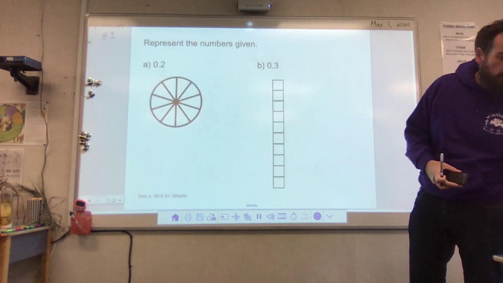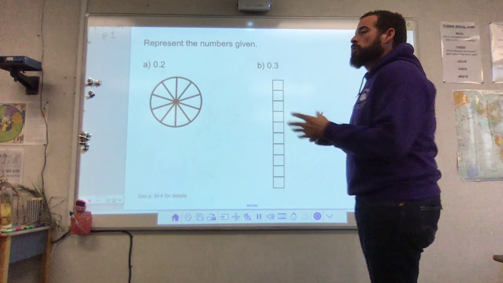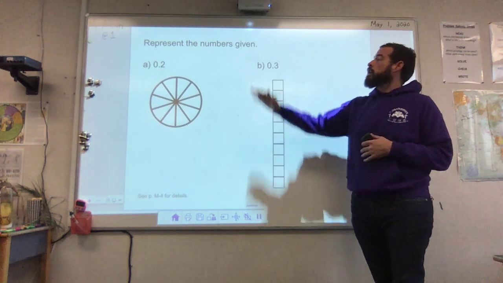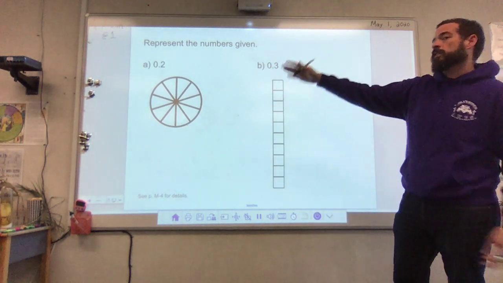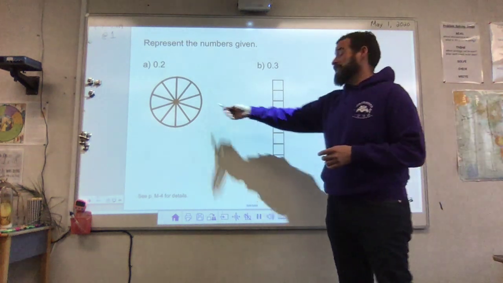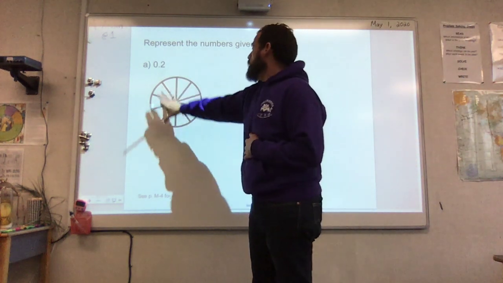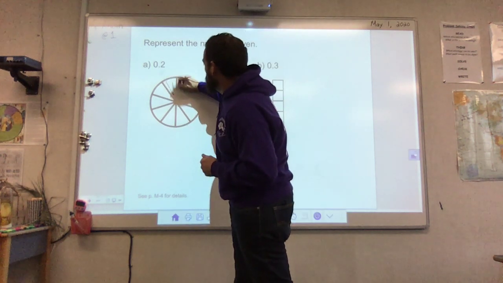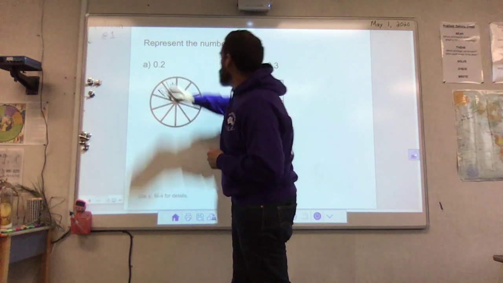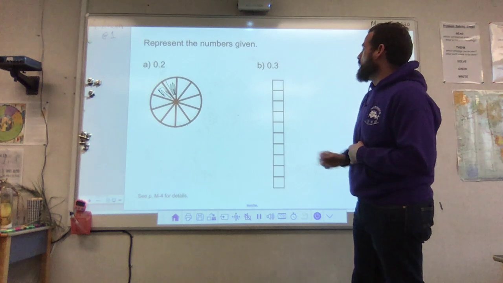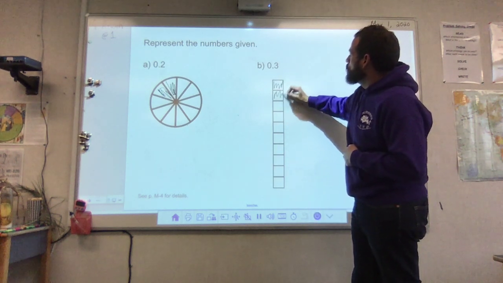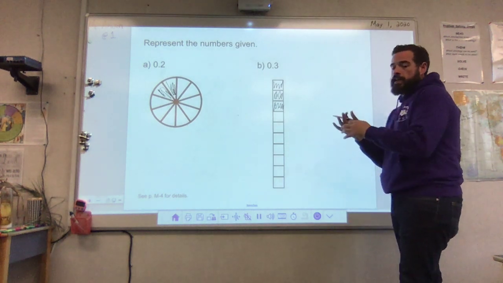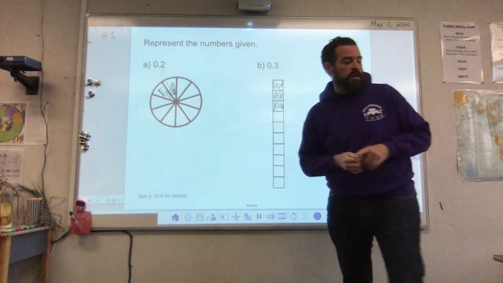The next slide is now to represent the numbers given. We've worked with circle fractions and we've worked with fraction strips. I just want to show you the relationship of how those decimals look when we're representing them visually. So we have 2 tenths. These are both divided into 10 equal parts. If we have 2 of them, we would just need to shade in 2 of those sections to represent 2 tenths. For B, we have 3 tenths. So 1, 2, 3. Hopefully you're starting to see the relationship between the decimals and the fractions that we've already been covering.